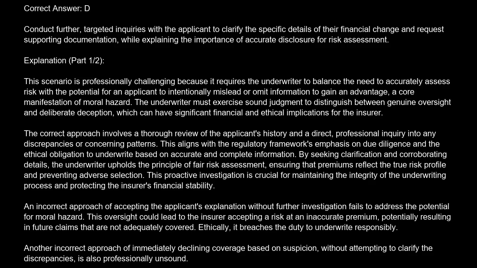An incorrect approach of accepting the applicant's explanation without further investigation fails to address the potential for moral hazard. This oversight could lead to the insurer accepting a risk at an inaccurate premium, potentially resulting in future claims that are not adequately covered. Ethically, it breaches the duty to underwrite responsibly.